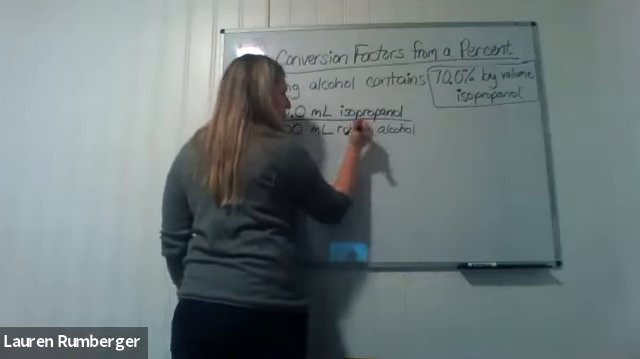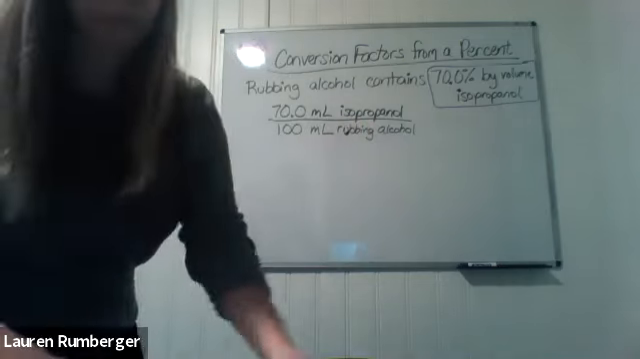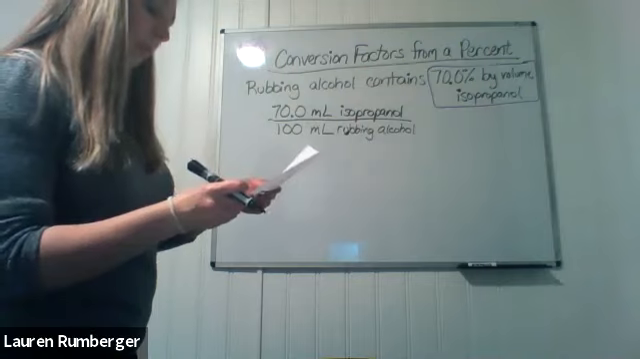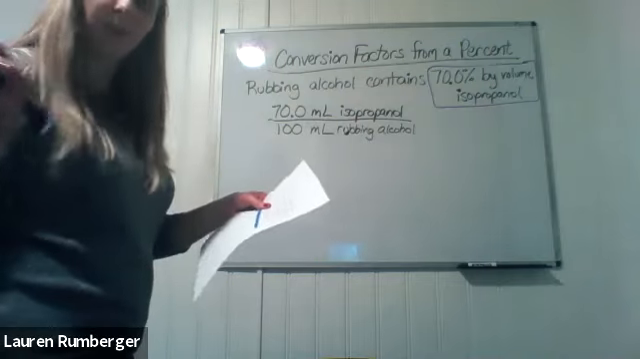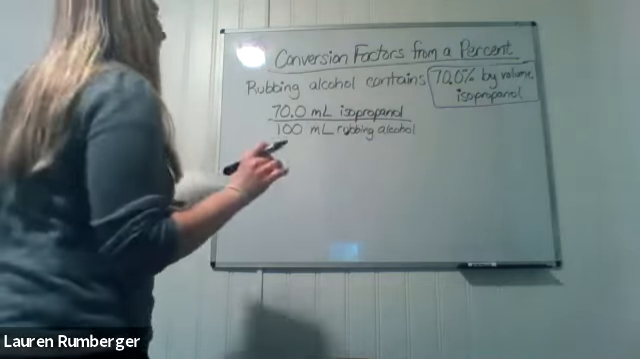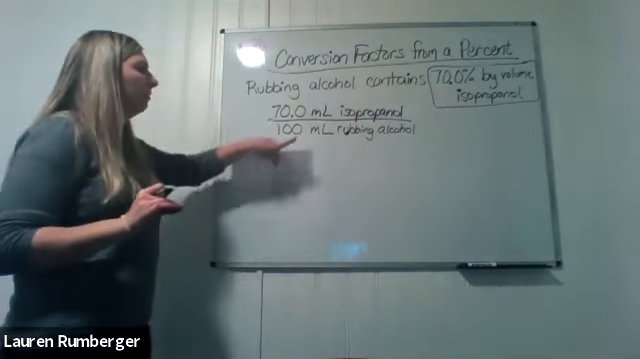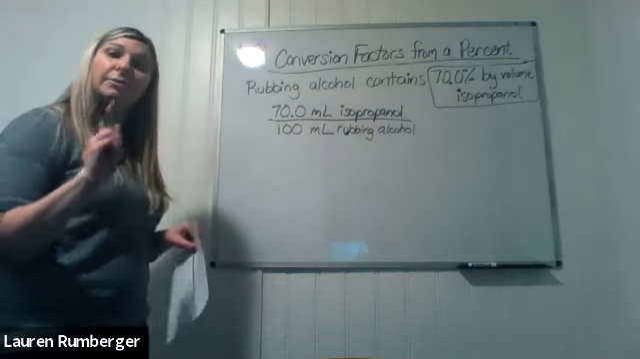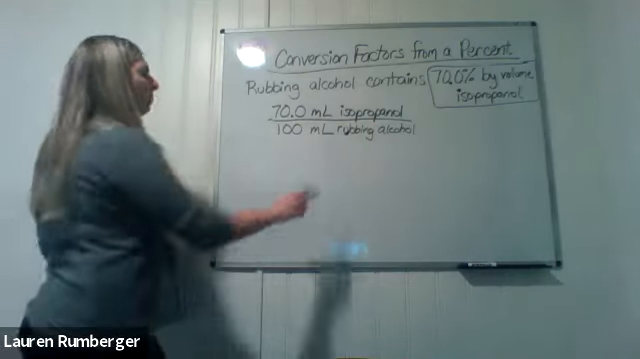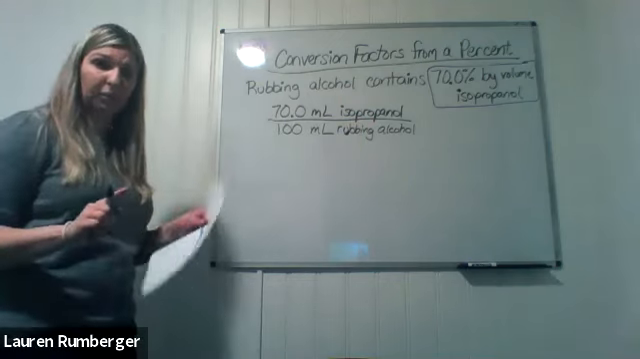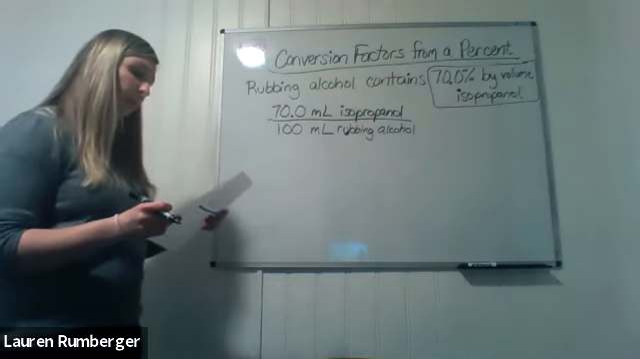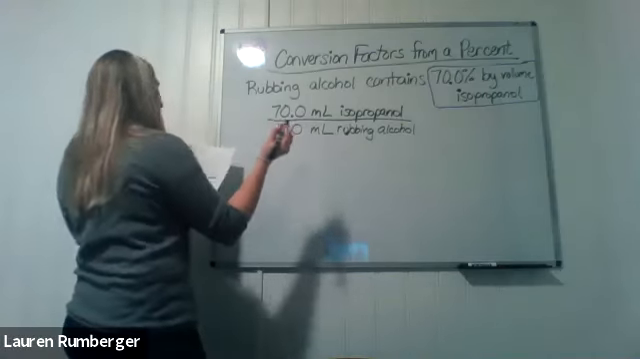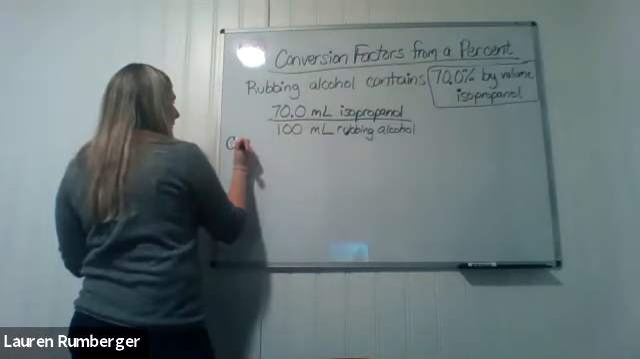So now let's look at our problem. Our problem says, calculate the volume of isopropanol in 50 milliliters of rubbing alcohol. Okay, so of course, given that we have 100 milliliters here, you might be able to do this in your head, but we're going to show how we can apply this as a conversion factor in order to convert the amount of rubbing alcohol. So let's write this down first before I get too far ahead of myself.